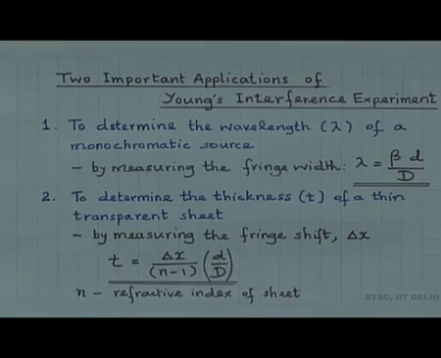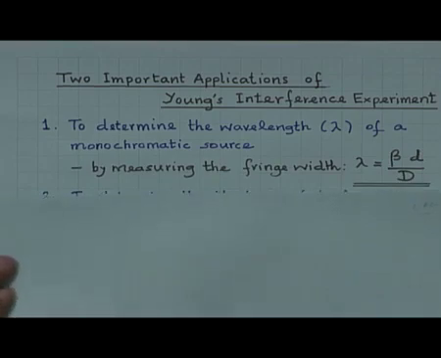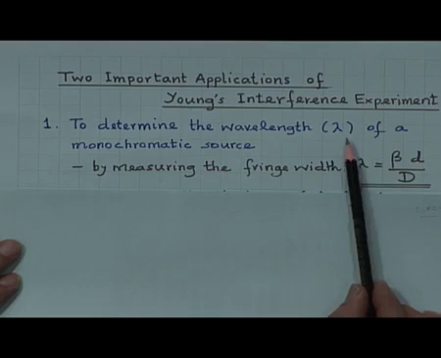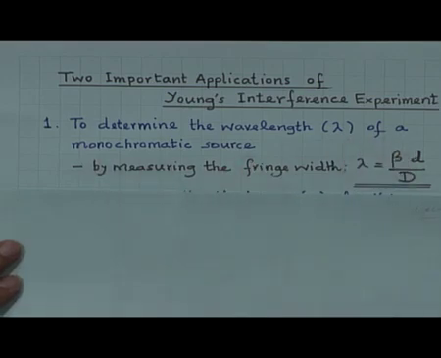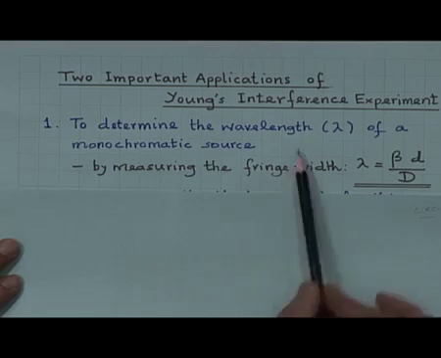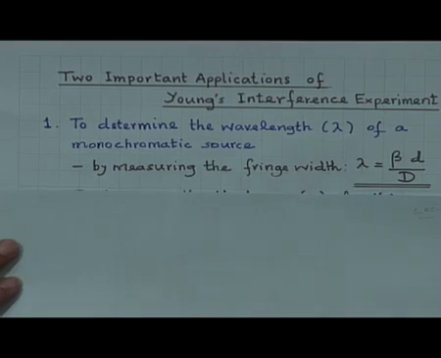So first, to determine the wavelength lambda of a monochromatic source by measuring the fringe width. We have worked out this formula that lambda is equal to beta into d by D, where beta is the fringe width, d is the separation between the two holes, and D is the distance to the screen. And by measuring the fringe width, one can determine the wavelength of a monochromatic source if lambda is unknown.